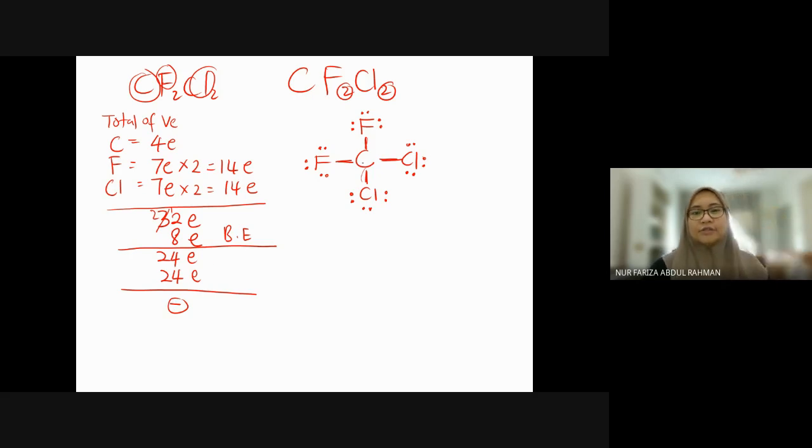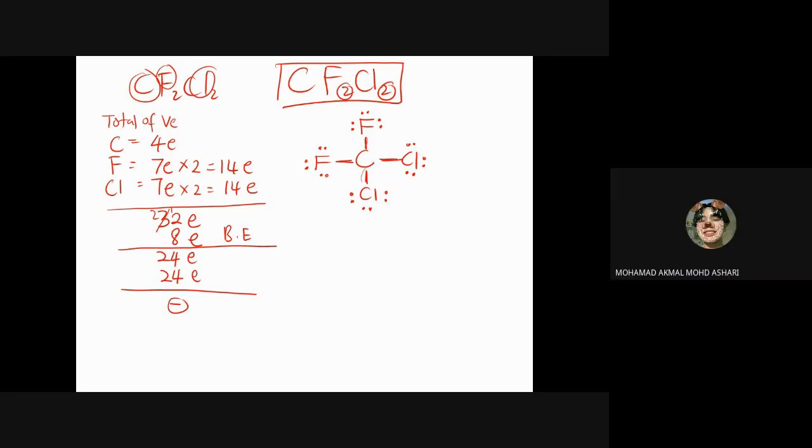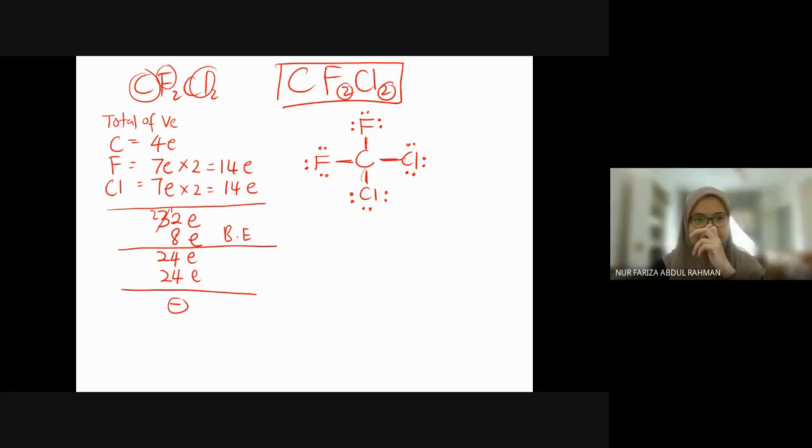Alright, so this is the Lewis structure of CF2Cl2. Madam, kalau in case kita ada baki, kita kena add dekat central atom lah. Okay, itu contoh lain lah. Ini kita contoh. Lastly kita check, we have to check for each of the atom, dia mesti achieve octet, including the central.